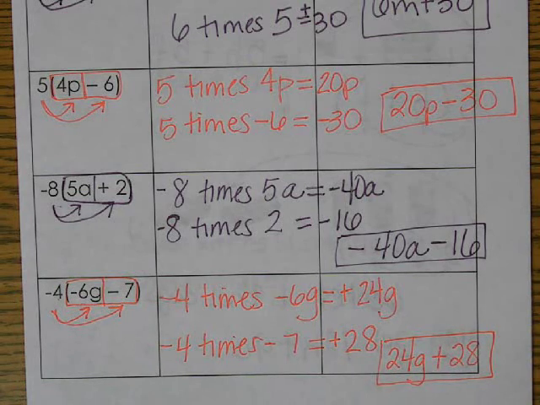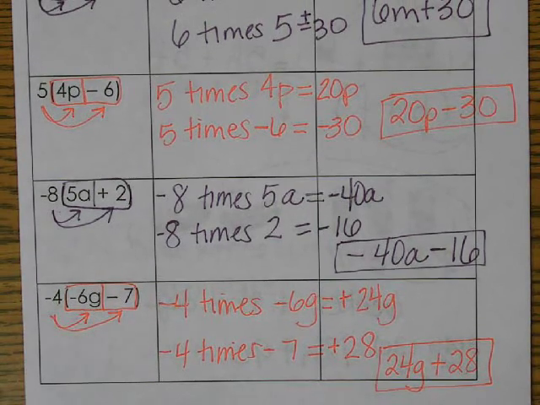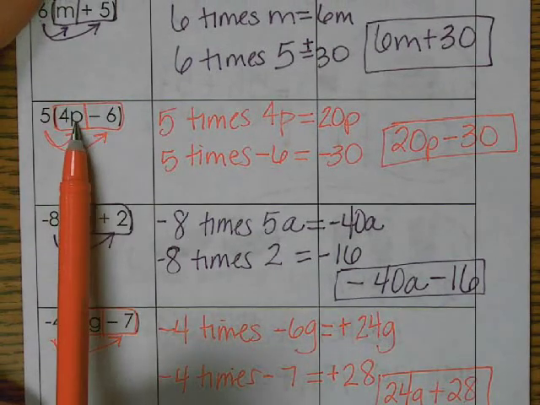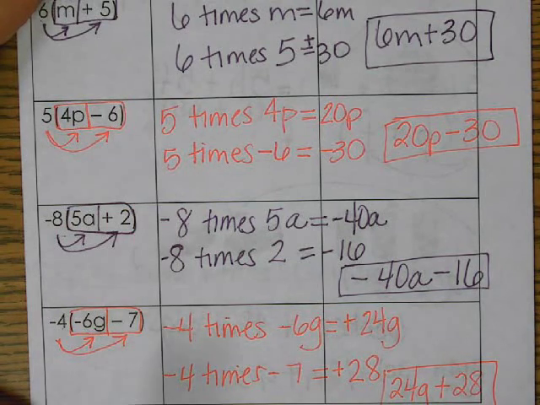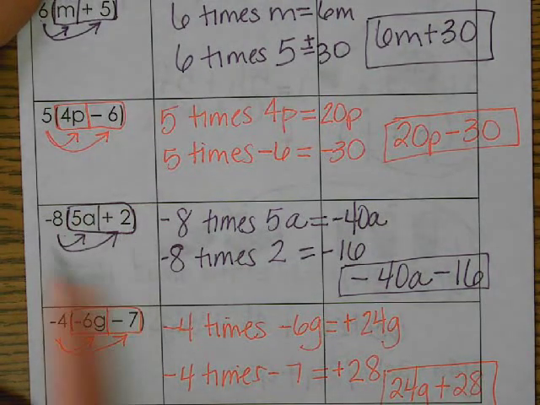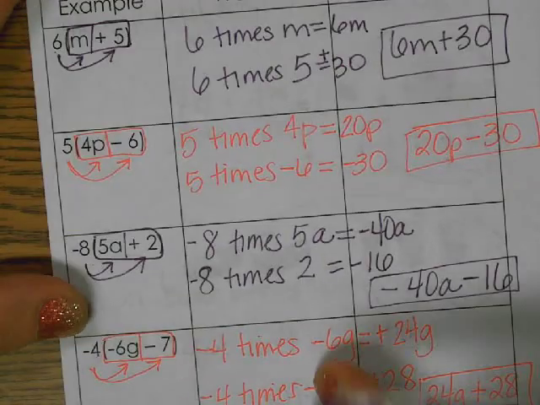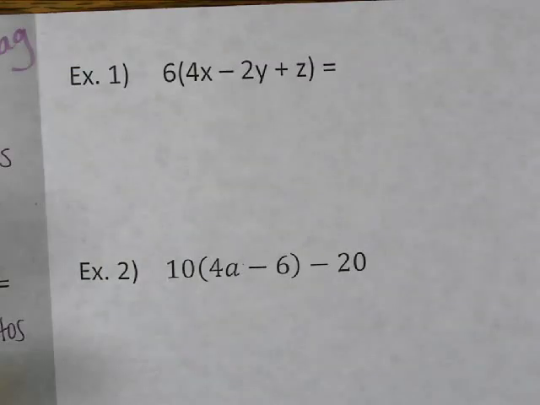Remember, if I was going too fast, go ahead and push pause. If you missed some of it, push rewind and watch it again. But the big idea is that you need to know what the terms are inside. If there's 2 terms, you're multiplying twice. If there's 3 terms, you're going to multiply 3 times. So everything that's inside the parentheses. Alright, so I've just got 4 more examples.